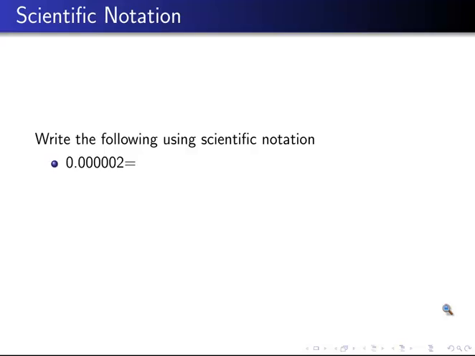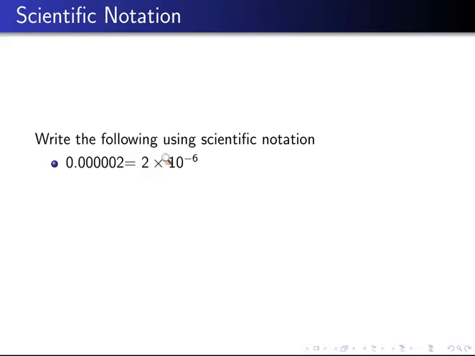Scientific notation is a handy way to express numbers, since it allows you to deal with a wide range of numbers. So on to the solutions. Just write the number 0.000002 using scientific notation. Two times 10 to the power of minus 6.